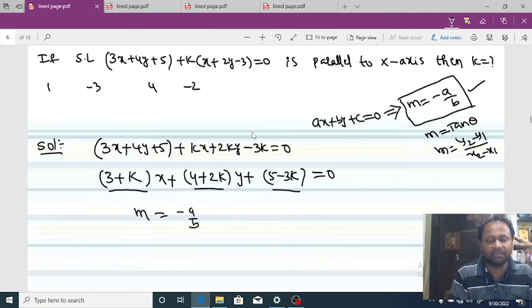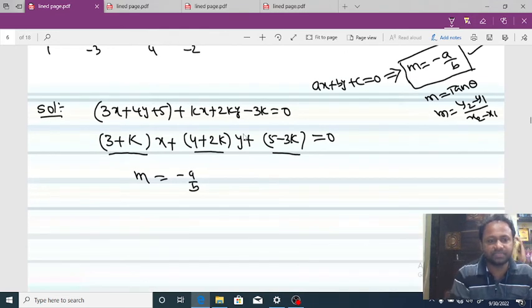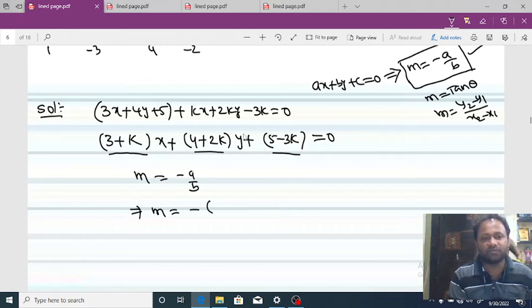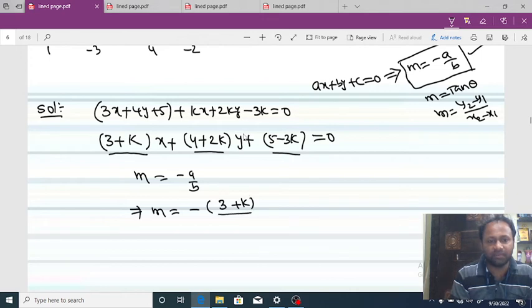Minus a by b, that means m is equal to minus of a, minus of a means 3 plus k, divided by b. Here b means 4 plus 2k. So I got the m value. Okay. The formula is minus a by b whenever ax plus by plus c is equal to 0 is given.